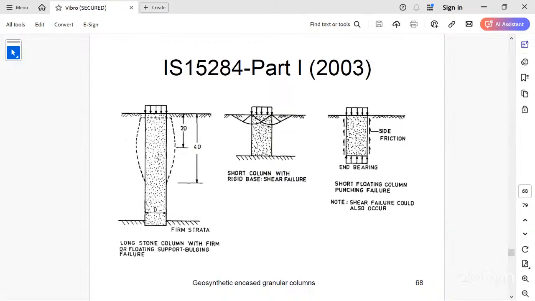Out of the 3 failure mechanisms, we do the analysis only for the first case, because the second and third pertain to much different conditions. Especially the third one is more like a punching shear failure, but that happens only in short columns, and we don't have any short columns.